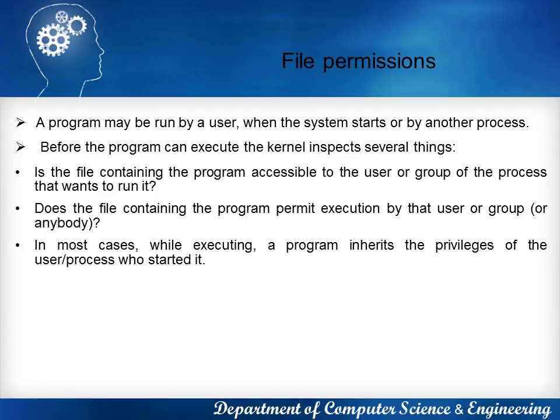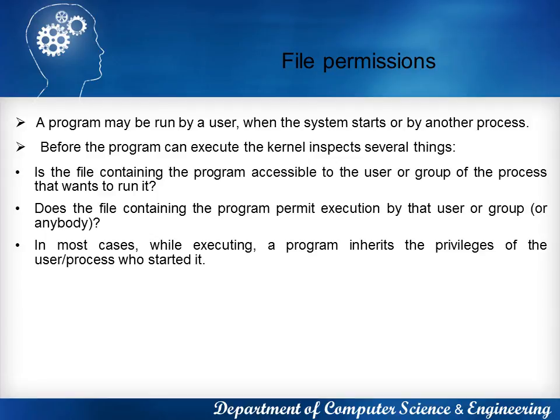Now we'll go to how we set permissions on a file. The system gives some default permissions to a file. If you want to know those permissions, you have to give the umask command, umask. A program may be run by any user, or when the system starts, by any other process.